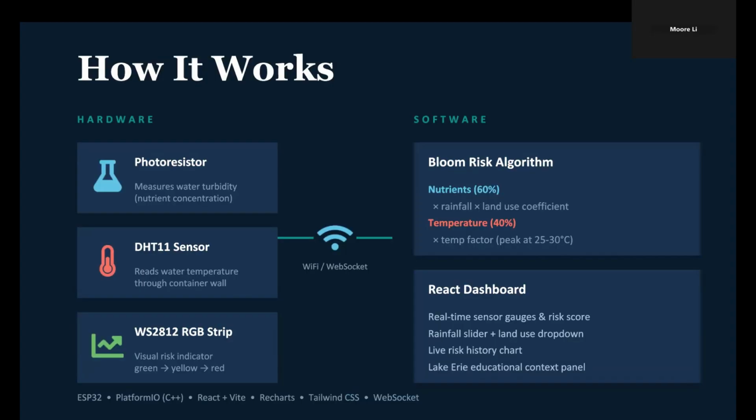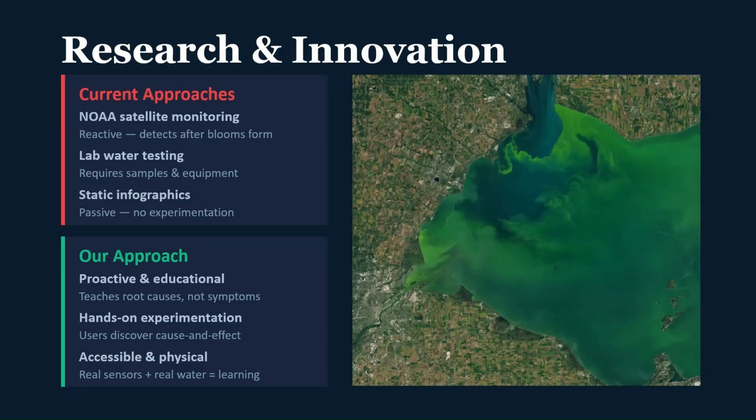Two sensors on the container: a photoresistor measuring turbidity for nutrient concentration, and a DHT11 for temperature. Data streams over Wi-Fi via WebSocket to our React dashboard. The algorithm weights nutrients at 60% and temperature at 40%, matching research showing phosphorus is the primary driver of Lake Erie blooms. Rainfall and land use act as multipliers.